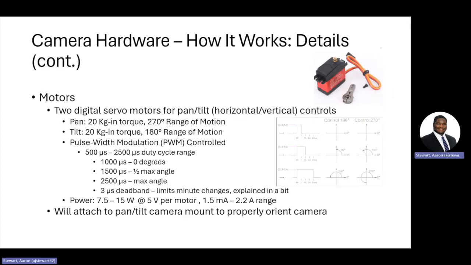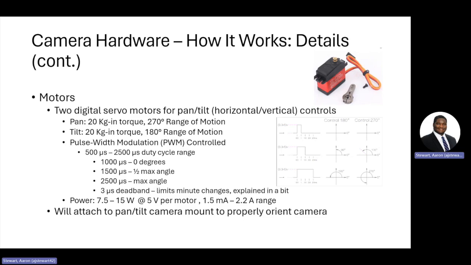To continue, the motors we're going to be using for this application, for the pan and tilt controls for the camera itself. For the pan, we're going to be using a 20 kilogram-inch torque rating servo motor. They're both digital. The bottom one for the panning, or the horizontal motion, will have 270 degrees of range of motion, and the tilting servo, which will control the vertical movement of the camera, will also have the same torque rating, but it will only have 180 degrees range of motion because there's no point in going further than 180 degrees with a vertical camera.